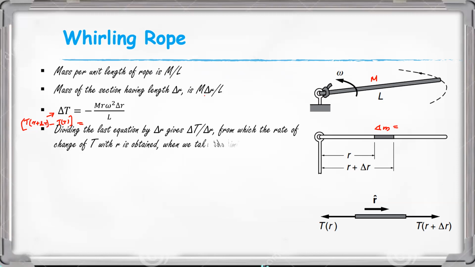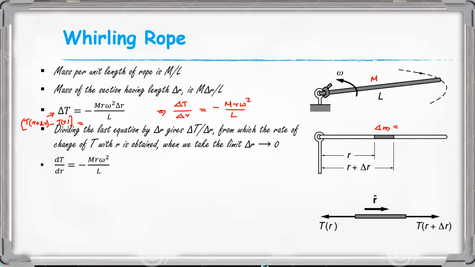Dividing the equation by delta r, in the next step, what do we have to do? We divide this equation by delta r. Delta T divided by delta r is equal to minus m r omega square divided by L. This is the variation delta T divided by delta r.